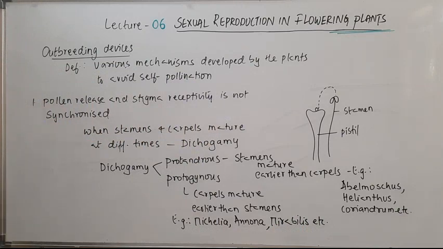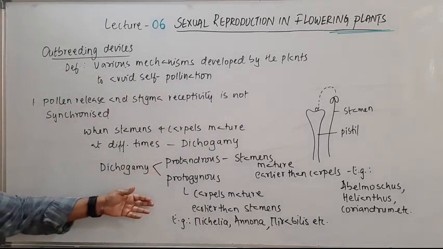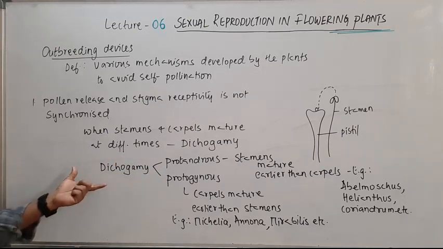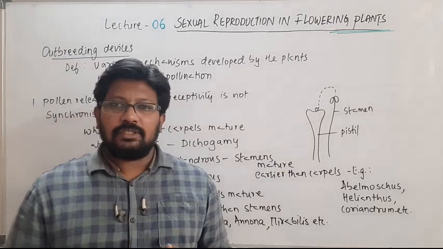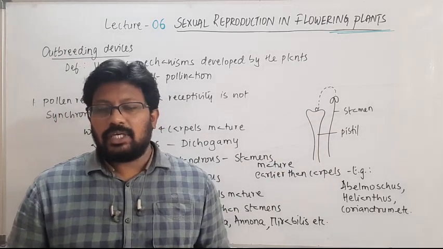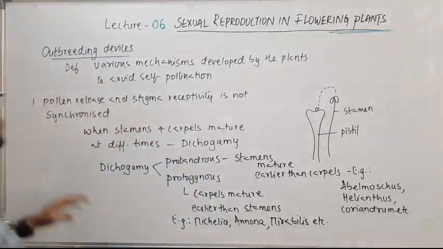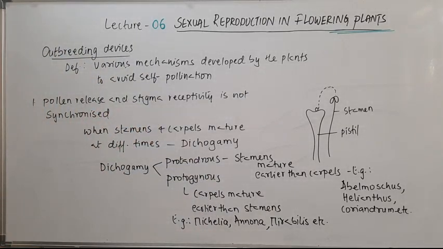So all these, that is either protandrous or protogynous, or simply I can say the dichogamous condition, will prevent the self-pollination and favor the cross-pollination. So as I already mentioned, when pollen release and stigma receptivity are not synchronized, obviously it will prevent the self-pollination and will favor the cross-pollination, right? So this is the first point, the pollen release and stigma receptivity not synchronized.